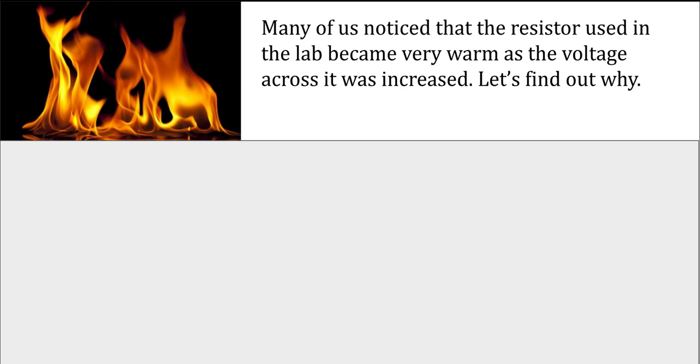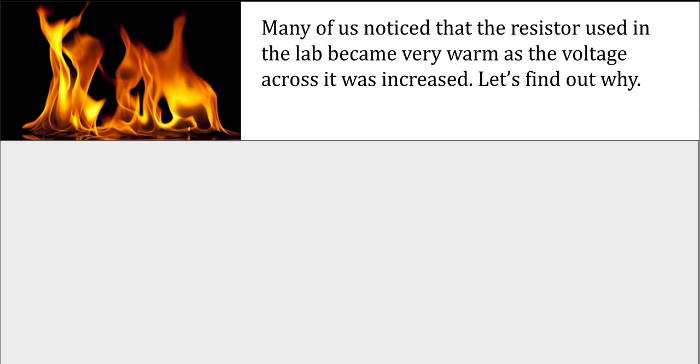So to understand why resistors get warm, we just need to think about the fact that energy is always conserved. And so if a power supply or battery is using energy to push electrons through a circuit, that energy has to go somewhere. And in our lab, we saw that resistors got warm. That was evidence of that energy.